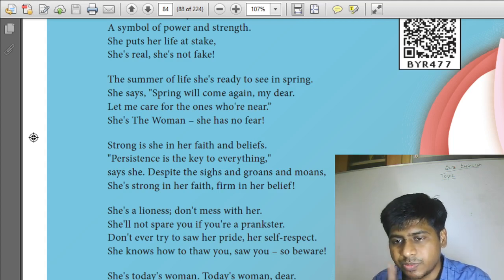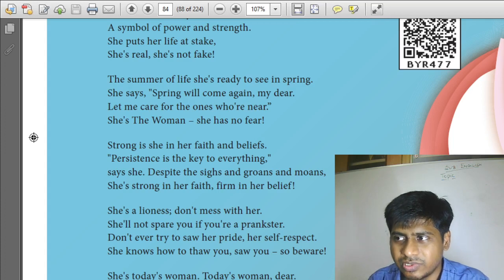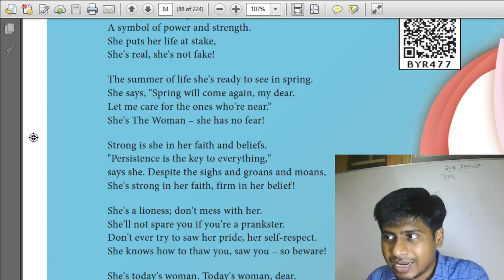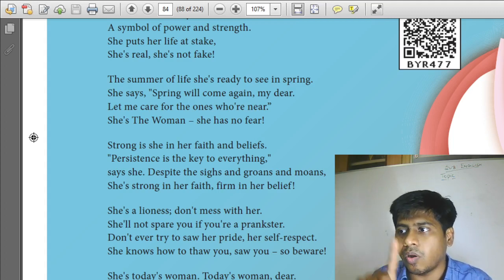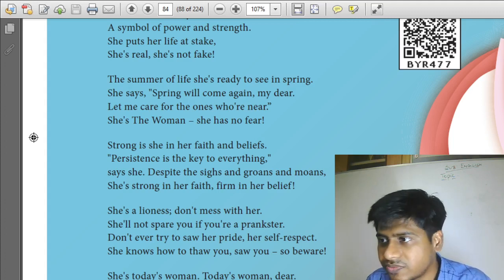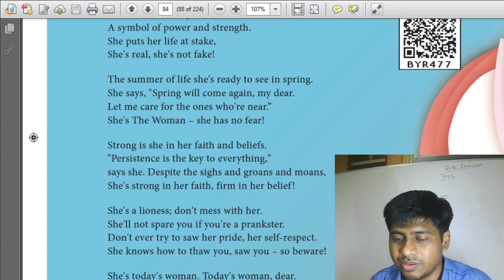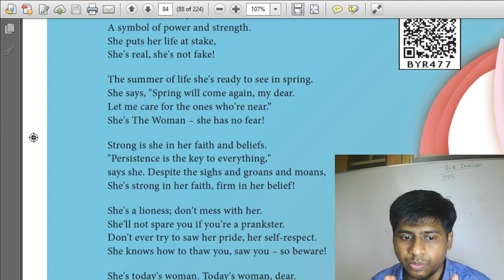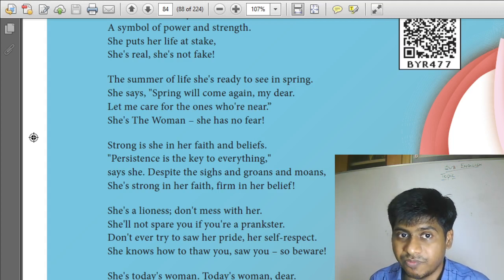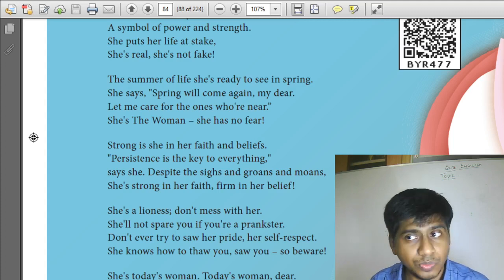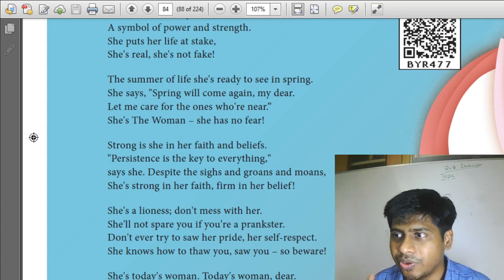Let me give you a little hint of the poetic device. If it's "she's like a lioness," that means it's not a metaphor. When we use like or as, it's a simile. Here it's a metaphor. She's a lioness. Don't mess with her. Don't play with her. Woman means a lioness. So what we say is, people should be careful. If it's a woman, she's a lioness. Don't mess with her. She'll not spare you if you are a prankster.